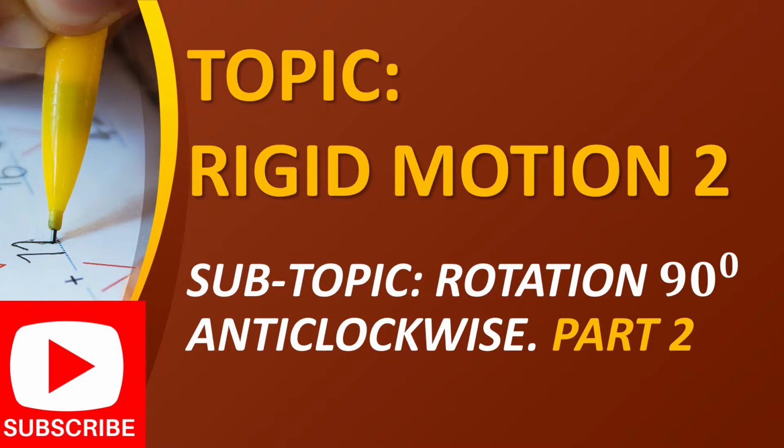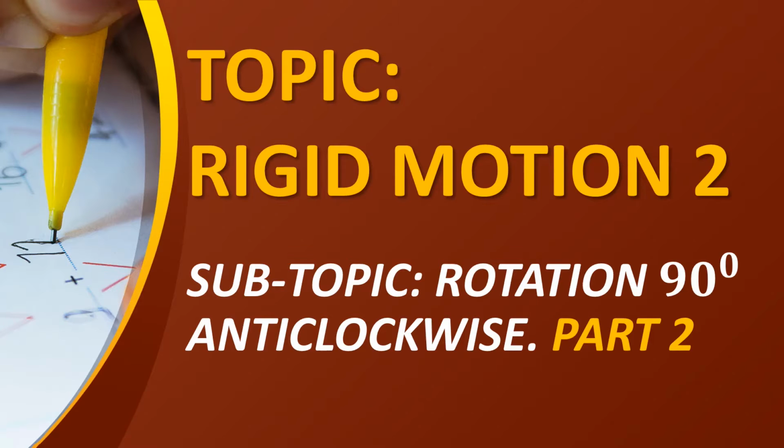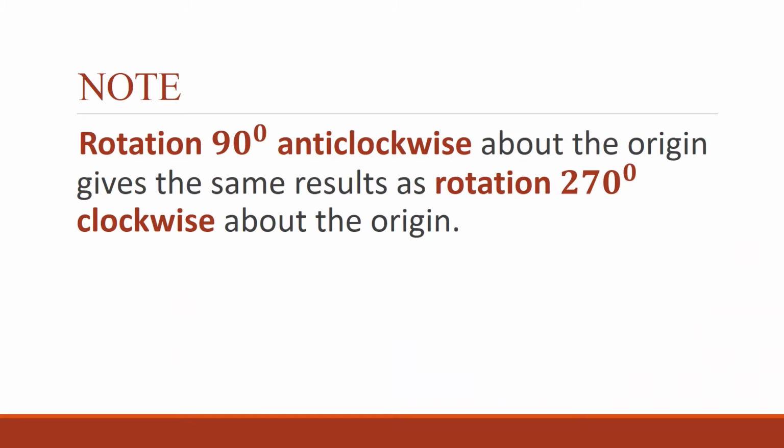We are continuing our discussion on rigid motion 2. Remember, in our previous lesson, we started by looking at rotation 90 degrees anticlockwise. This is part 2 of the lesson. Now let's take note. If you remember, in our previous lesson, I stated that rotation 90 degrees anticlockwise about the origin will produce the same result as rotation 270 degrees clockwise about the origin, and I'm going to explain why.